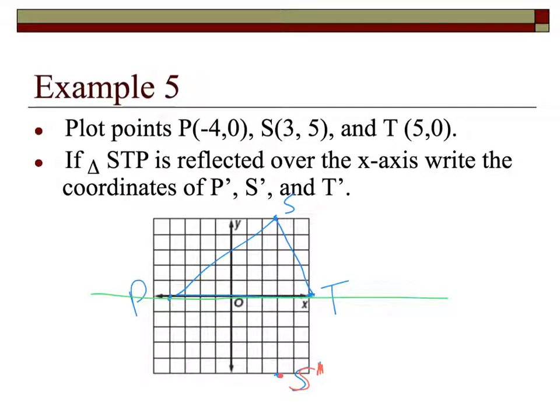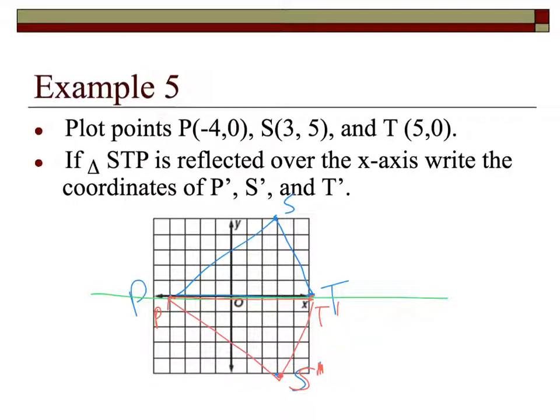So where's T prime going to be? Well, it doesn't move. How about P prime? Also doesn't move. It's on the line of reflection, so it can't really move at all. But I've got, once again, a triangle congruent to the one that it just was. It just happens to be reflected down. All right, it's a vertical reflection or a reflection over the x-axis. You can really describe it in either way.